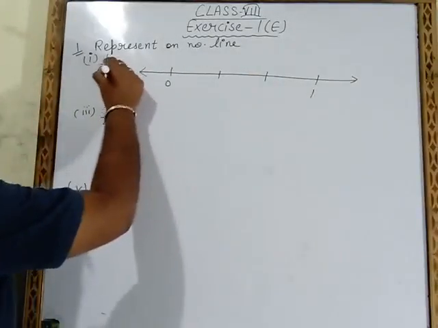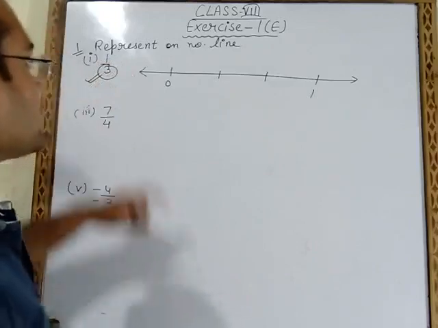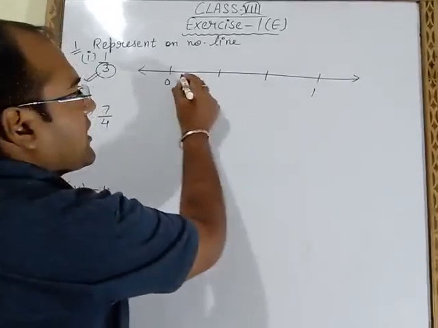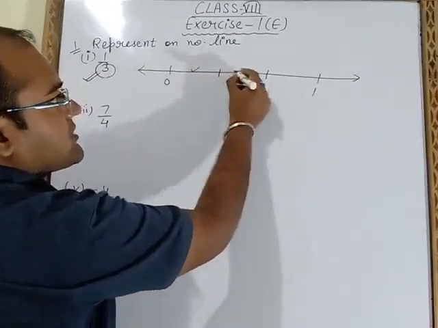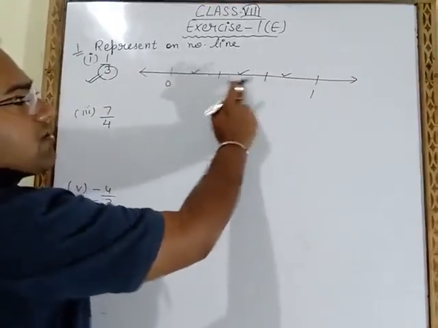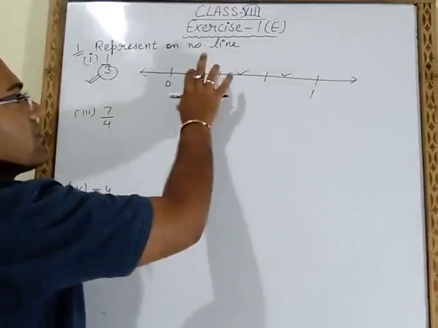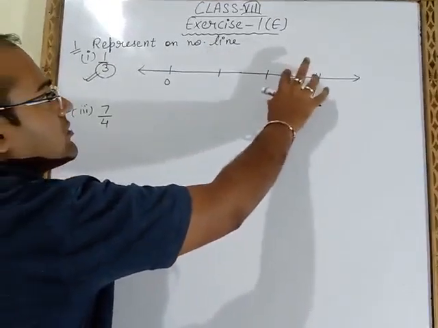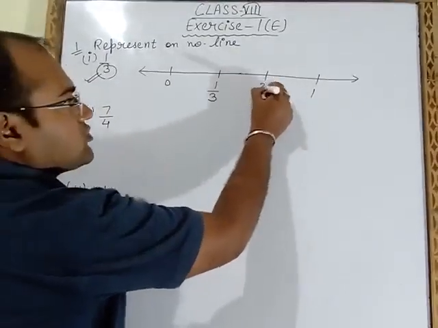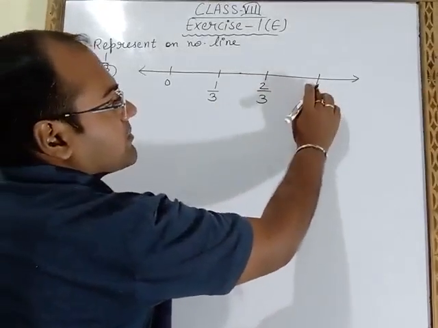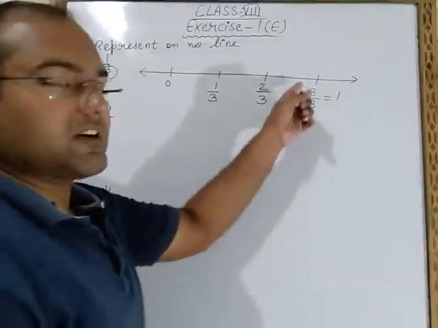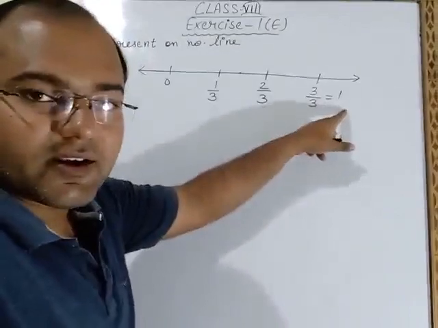In the denominator what is given here? 3 is given. Because of this denominator, between 0 and 1 we have to make 3 divisions. First division is this, second division is this, and third division is this. So in order to make 3 divisions we drew 2 marks here. Now the next step is to write the numbers. This is 0, this is 1 upon 3, this is 2 upon 3, and this is 1. 1 means 3 upon 3, and 3 upon 3 when we cancel with the 3 table, the answer will be 1. That's why we wrote 1 here.